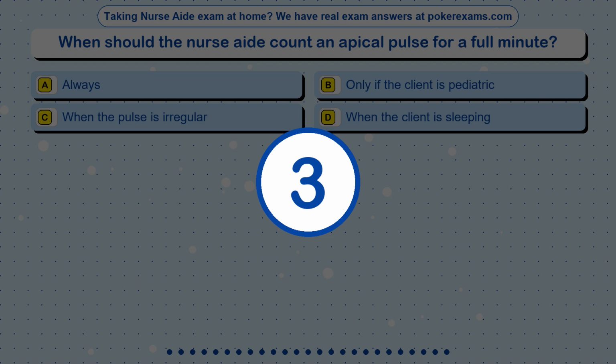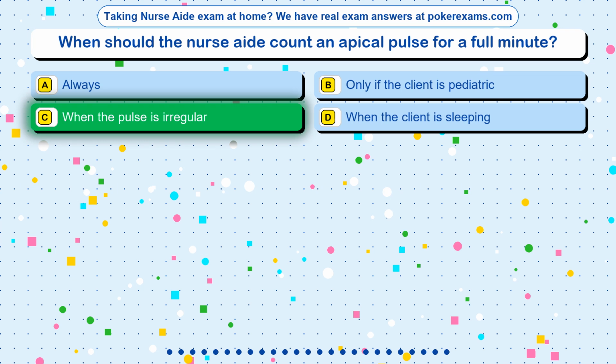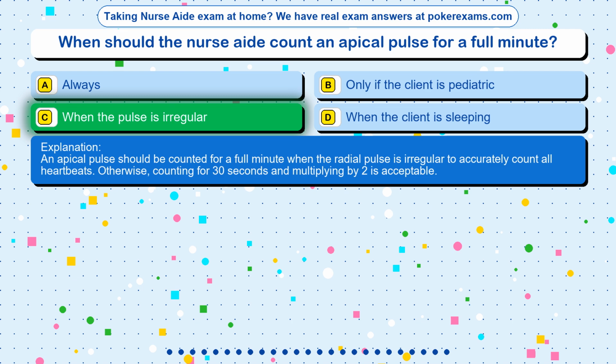The correct answer is option C, when the pulse is irregular. An apical pulse should be counted for a full minute when the radial pulse is irregular to accurately count all heartbeats. Otherwise, counting for 30 seconds and multiplying by 2 is acceptable.